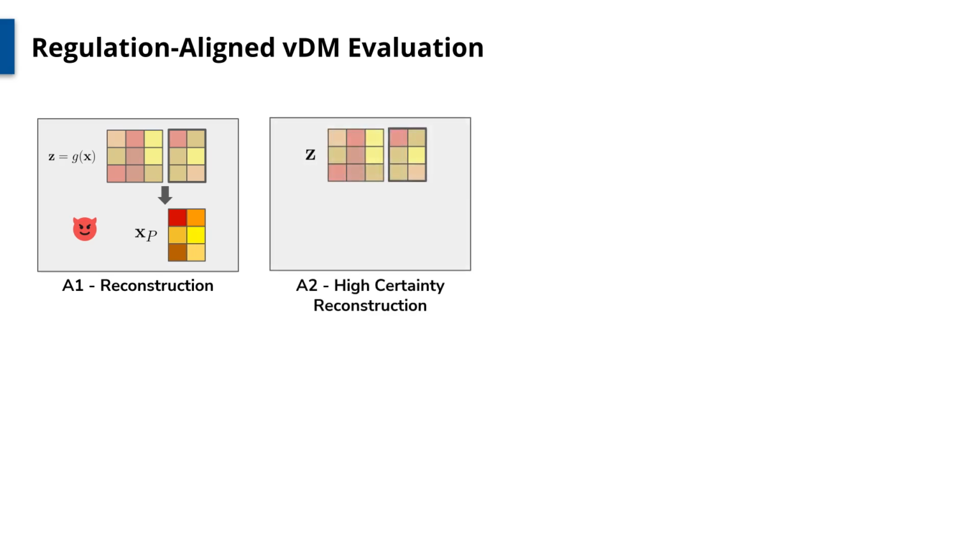A2 builds on A1, however, only gets evaluated on predictions where they are quite certain, thus reflecting an increased focus on individuals' privacy.